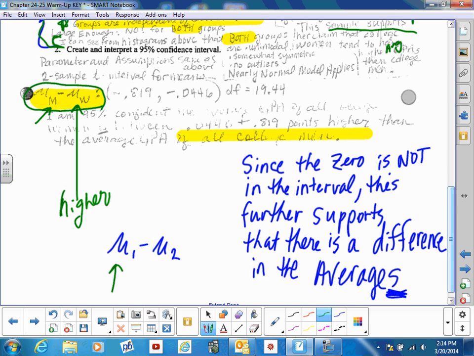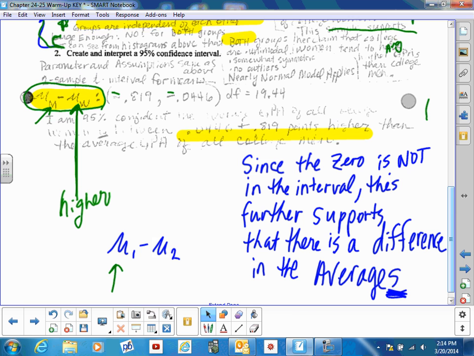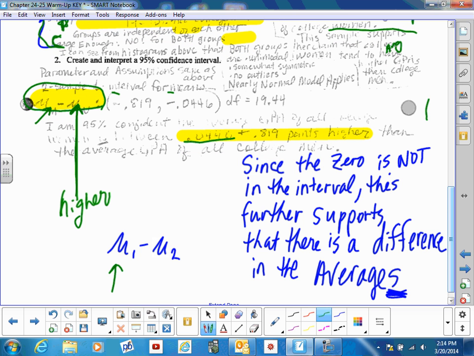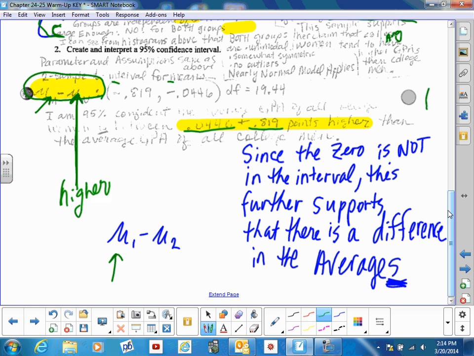So since I get negative numbers in my interval, then I can interpret that this second value is the higher one, so therefore I have evidence that the average GPA for the women. So I am 95% confident that the average GPA of all college women is between, and then you have your little numbers. Notice how the numbers are positive. 0.0440 and 0.818 points higher than the average GPA of all college men. And since the 0 is not in the interval, this further supports that there actually is a difference in the averages.